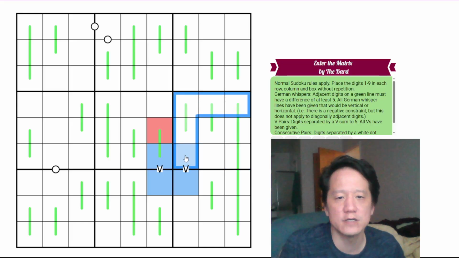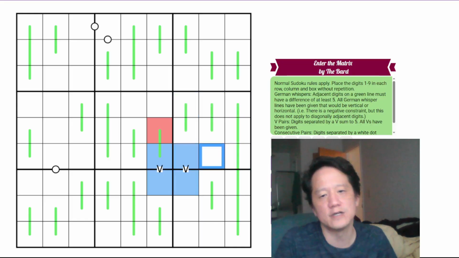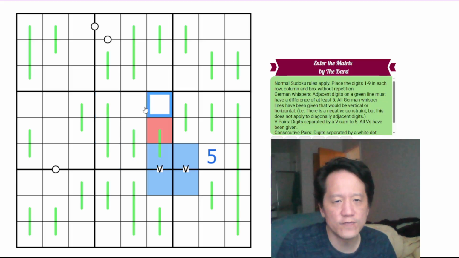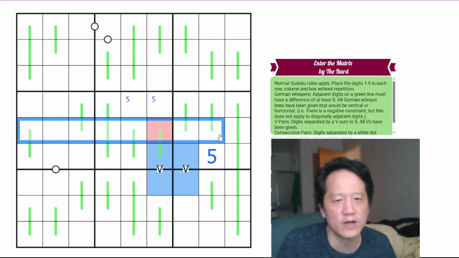So in box 6, where is the 5? Can't be next to the V, can't be on the German whisper lines, it has to be here. So this is 5. How about here? 5 has to be one of these two digits because it can't be on the German whisper line. What about, so where is the 5 in row 5? It has to be here. So this is 5.